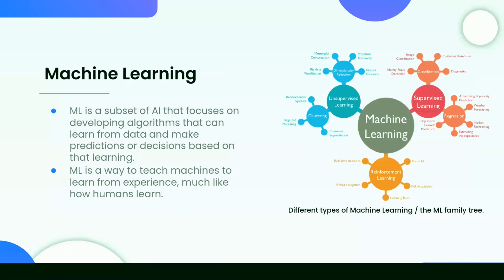So next up, we're just going to define what machine learning is. It's basically just a subset of AI that focuses on developing algorithms that can learn from data and make predictions based off of whatever they learned. So it's essentially a way to actually teach machines and make those machines leverage the data they've been trained on. Over here, we've got the family tree of machine learning, and we've got all sorts of different algorithms.